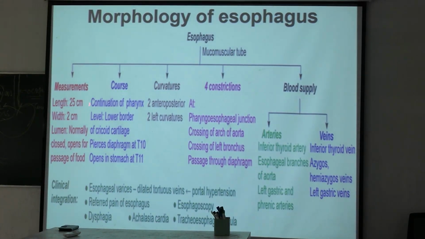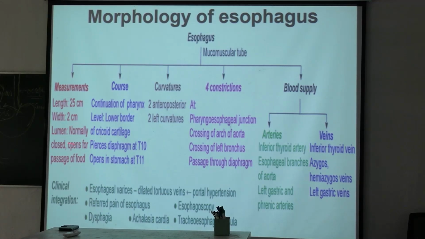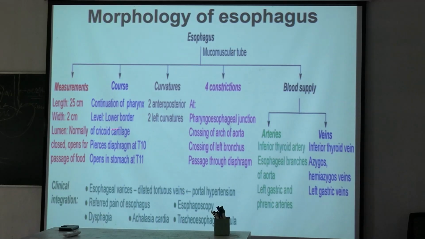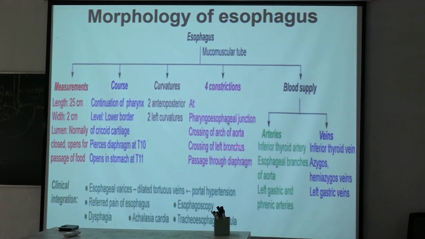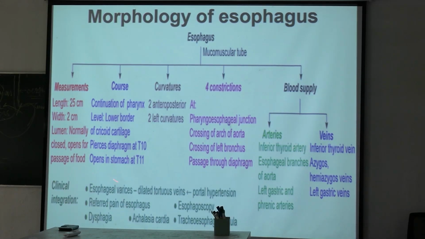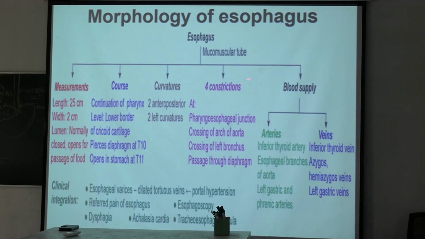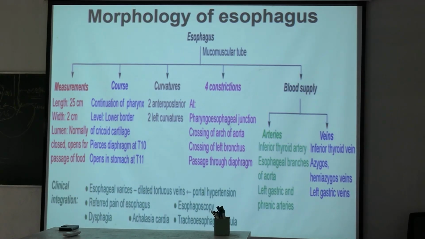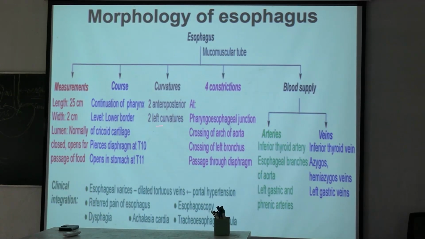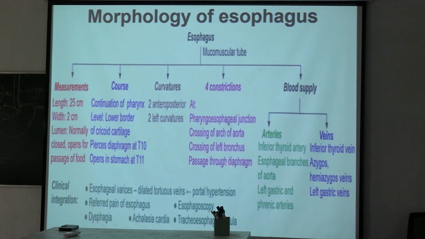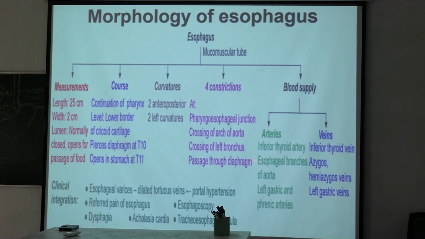So measurement: length is 25 cm, width 2 cm, lumen normally closed, opens for passage of the food. Course: it is a continuation of the pharynx at the lower border of cricoid cartilage, pierces the diaphragm at T10, and opens at the stomach at T11. Two types of curvatures are there, anteroposterior and two left lateral curvatures. Anteroposterior at the cervical level, one at thoracic level. Four constrictions are there: at the pharyngoesophageal junction, crossing of arch of aorta, crossing of left bronchus, and where it passes through the diaphragm. This is the narrowest, where it passes through the diaphragm.